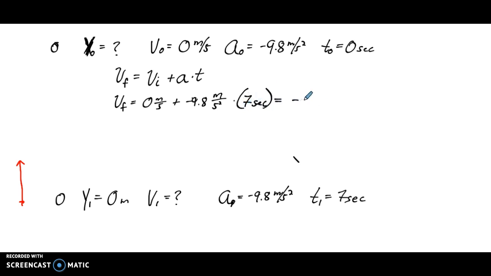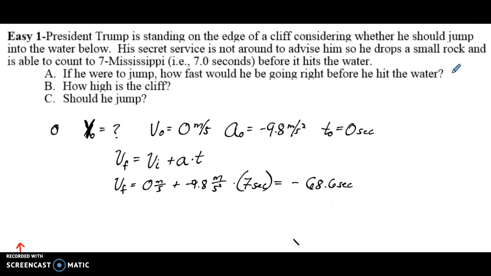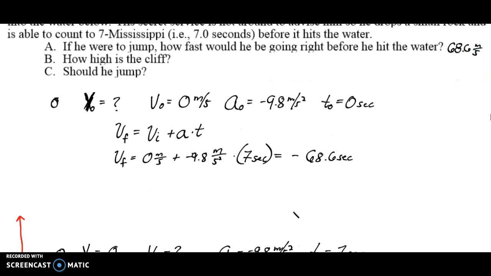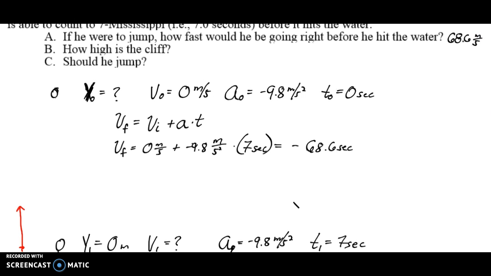And if you calculate that out, we get a negative 68.6 meters per second. And that's just saying that the negative is saying that we're traveling downward. Since the problem just asks how fast it's going, we would give a magnitude of that. So the magnitude of that vector is 68.6 meters per second. And that's how fast we're traveling, about 150 miles per hour. How high is the cliff for part B?